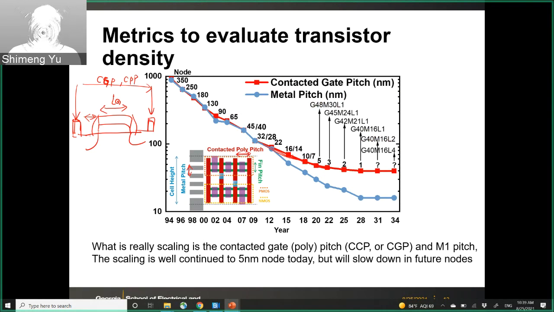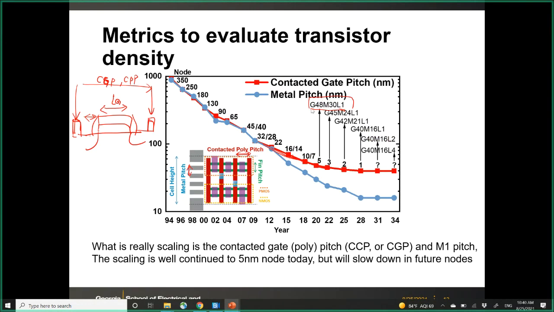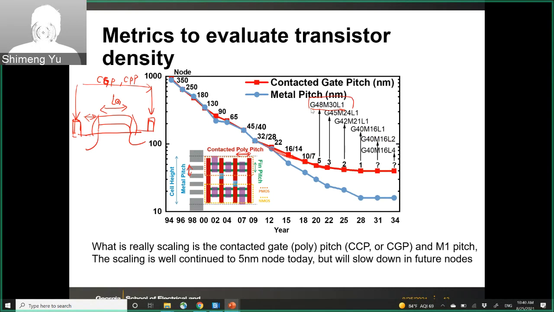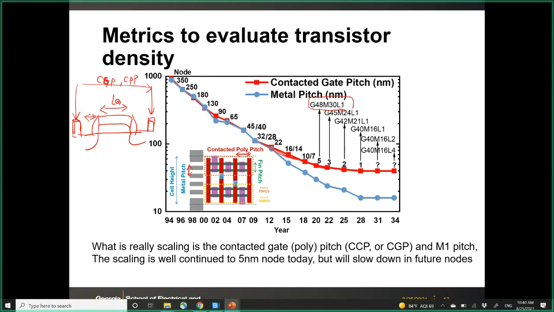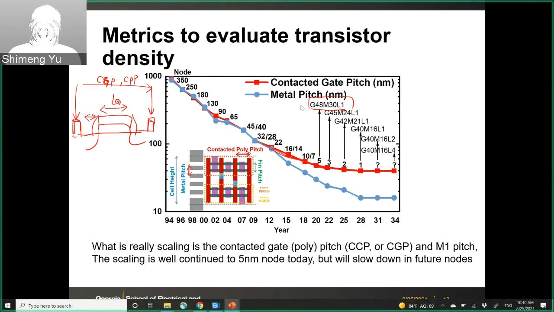So here in 5 nanometer, I have those numbers. G means the contact gate pitch. That 48 means 48 nanometer. M is metal. Metal is 30 nanometer. L1 means only one layer of the transistor. So those are the key metrics to evaluate the transistor density these days. It has nothing to do with the gate length. It's the contact gate pitch and the metal one pitch.